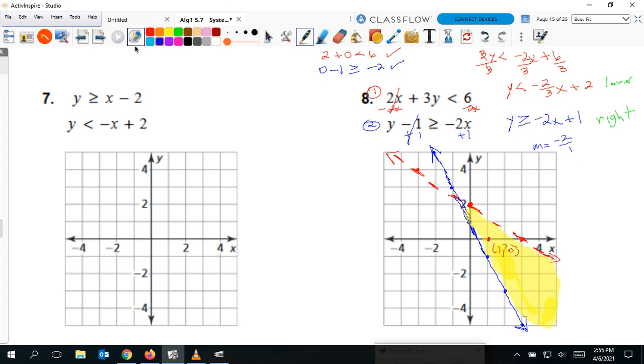All right, so you should have done number 7. So you should have paused the video and done 7. So these are both in slope-intercept form. Again, I'll say this is inequality 1, inequality 2.